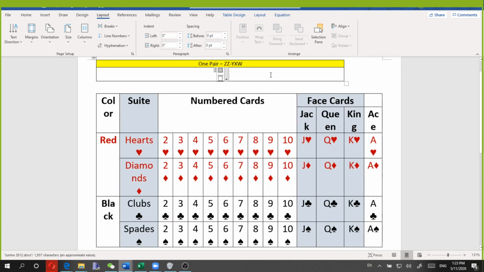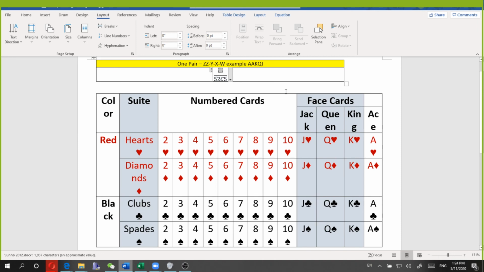All right. So I want one pair. An example would be ace, ace, king, queen, jack. So I'm drawing 5 cards, and I want Z, Z, Y, X, W for my result. What should go on bottom first? 52C5, perfect. So there's 52 options for cards, and I'm picking 5 of them.